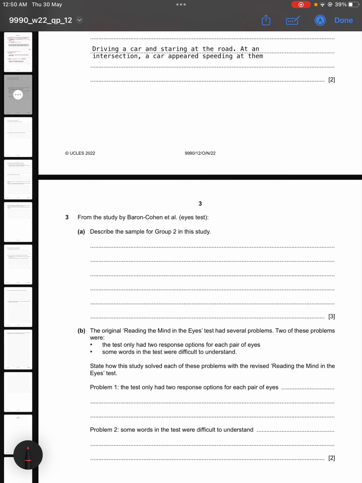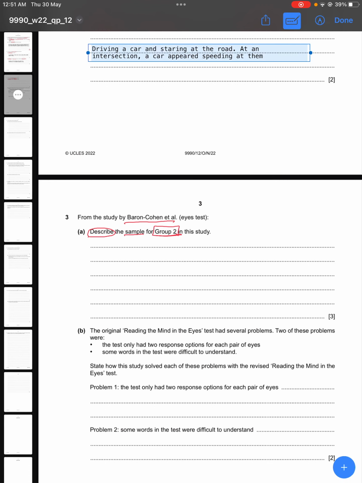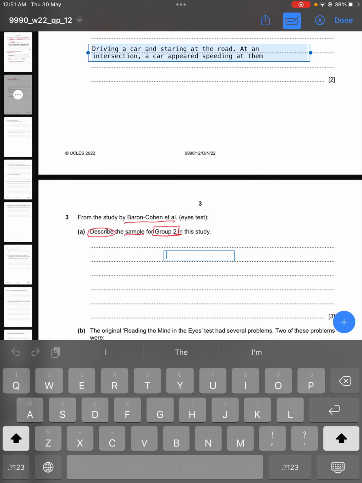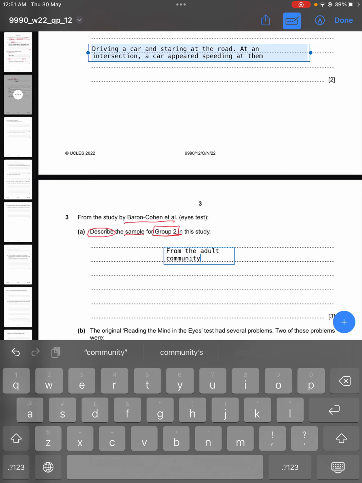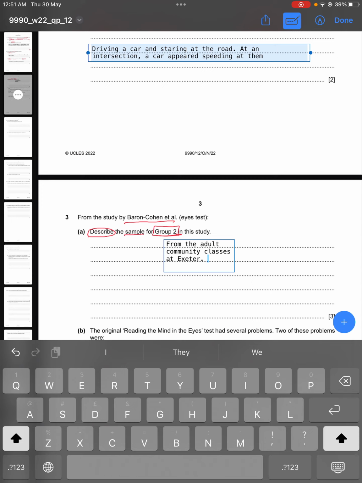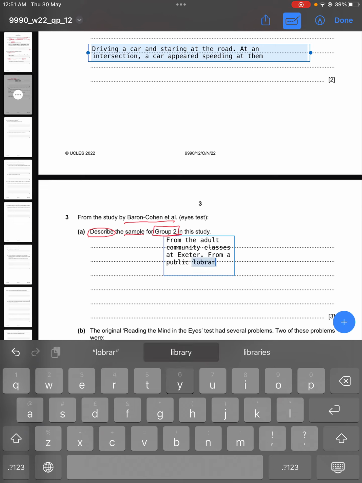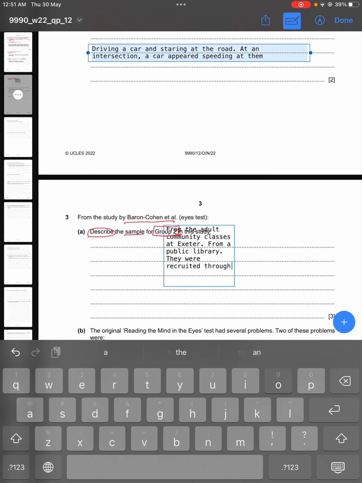And then question number 3, it says, from the study by Baron-Cohen et al., eye test, describe the sample for group 2 in this study, the sample of group 2. So any 3 features of group 2 will help you gain full marks. You can write that they were all from the adult community classes at Exeter. They were from a public library, or they were public library users, anything would do, and they were recruited through opportunity sampling.